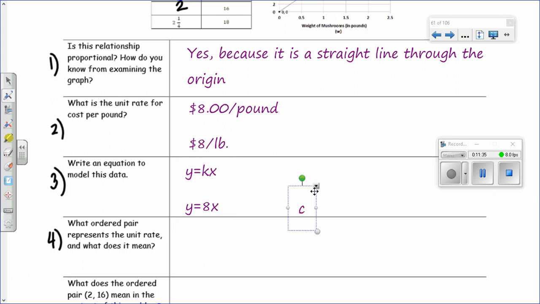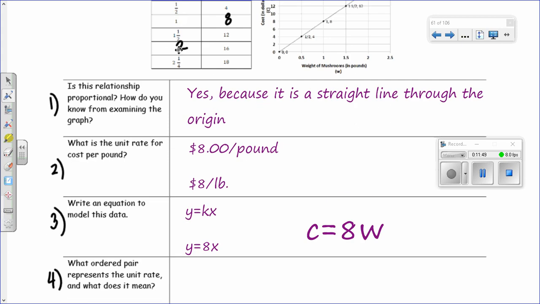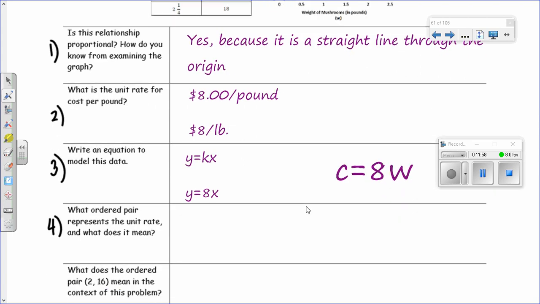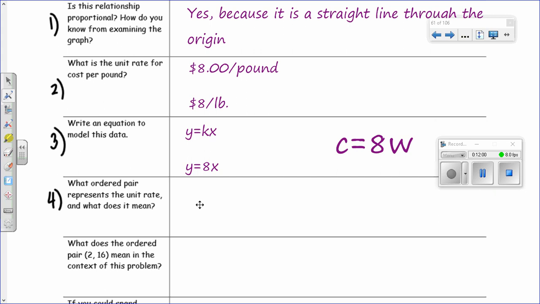The cost is $8 times the weight. That means if I buy 1 pound, I would multiply by $8, or multiply by 8, and it's $8 total. If I bought 2 pounds, like here, times 8, that would give me $16 for the cost. So it's just good to see it with different letters so you can think about it in terms of cost and weight.